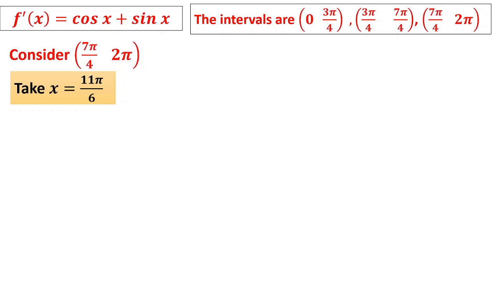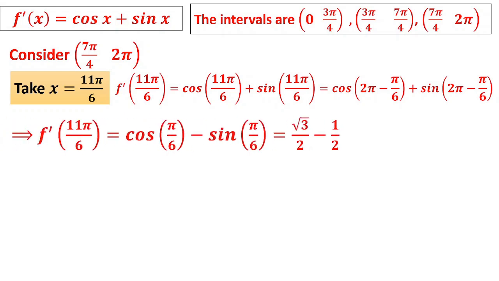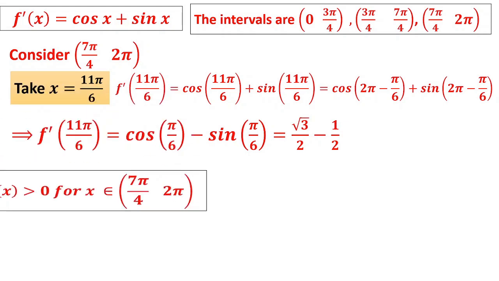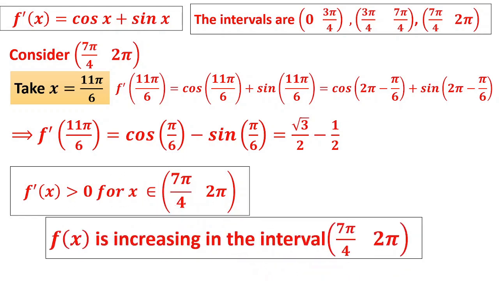Let me take 7 pi by 4 to 2 pi. For this, very close to 2 pi, I am taking 11 pi by 6, that is 330. f dash of 11 pi by 6 is cos 11 pi by 6 plus sin 11 pi by 6, which can be written as 2 pi minus pi by 6. Using the all silver tea cups idea, which you already studied in class 11, cos of 2 pi minus is plus and sin of 2 pi minus will be minus, because sin is negative in the fourth quadrant. Therefore, you will get root 3 by 2 minus 1 by 2. Therefore, it is greater than 0. All of you know root 3 by 2 is 1 point something by 2. Well, therefore, f of x is increasing in the interval 7 pi by 4 to 2 pi.